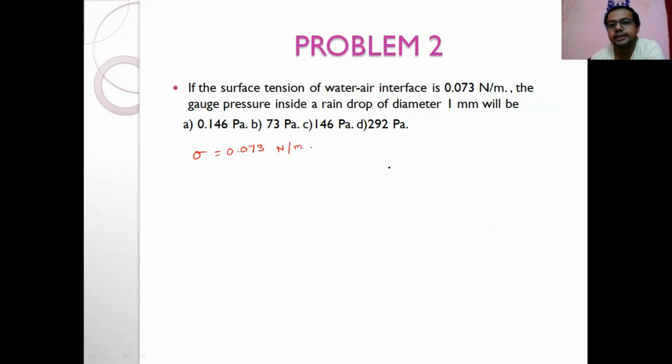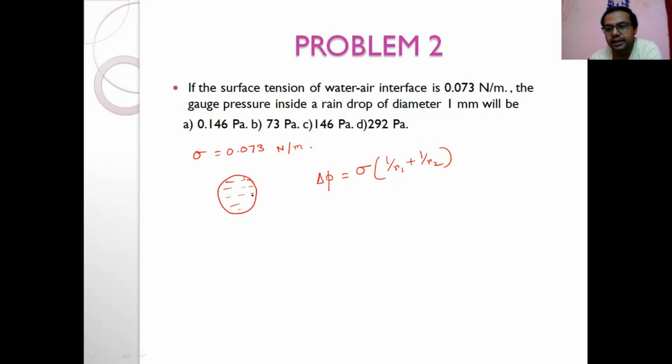What is the gauge pressure inside a raindrop? Gauge pressure means the pressure above atmosphere. The raindrop is a water drop, fully water inside. You don't need to remember all the formulas, just remember a single formula: delta P is equal to sigma times (1 by R1 plus 1 by R2). That is enough to remember.